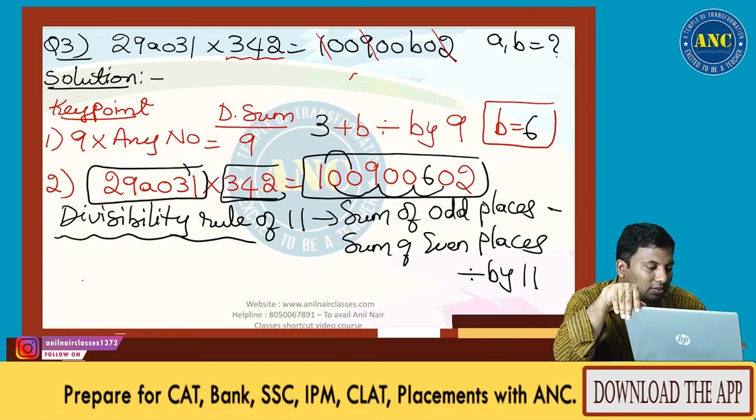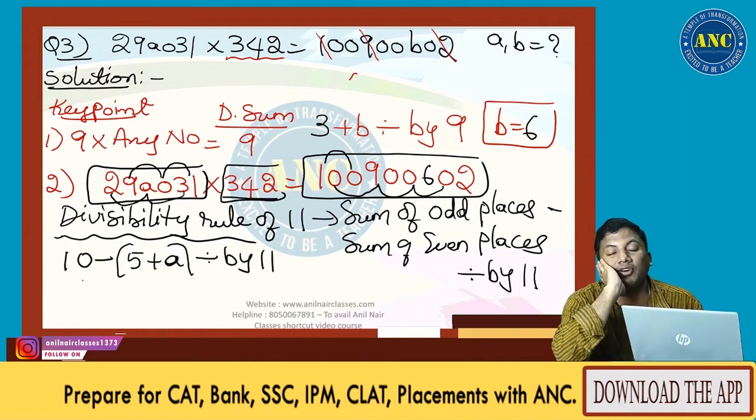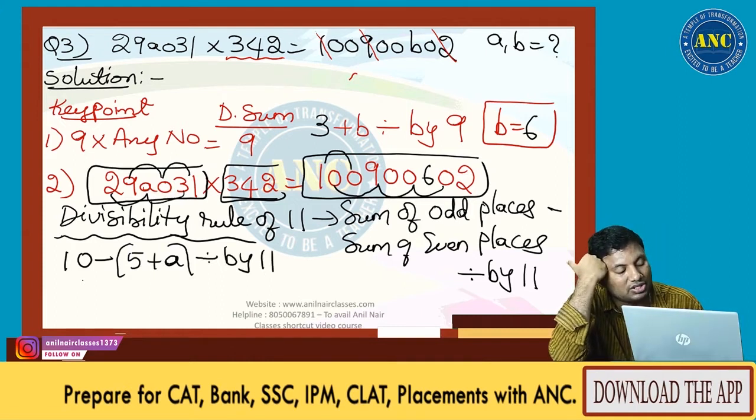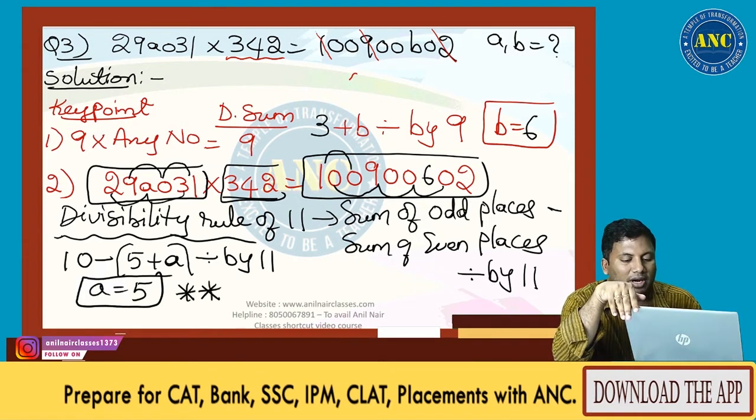If I take the sum of the odd places, 1 plus 0, 1, 1 plus 9, 10, 10 minus of 3 plus A plus 2 plus A, 10 minus of 5 plus A should be divisible by 11. That means sum of odd places minus sum of even places should be 0 or divisible by 11. So A value is 5. A value is 5 and B value is 6. I made a small mistake at the beginning in calculating the B. Please make a note of it.